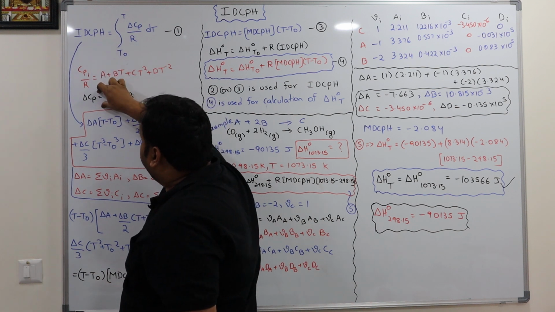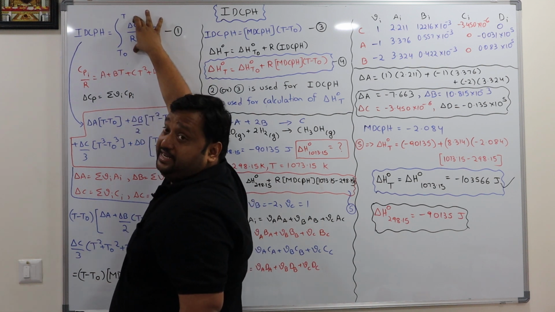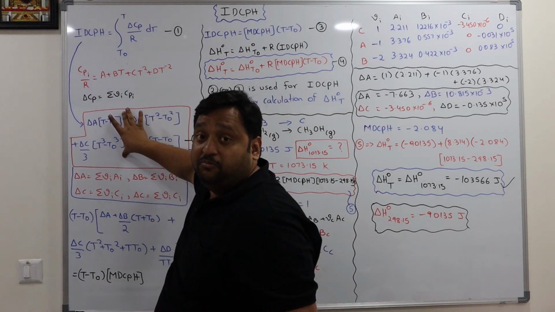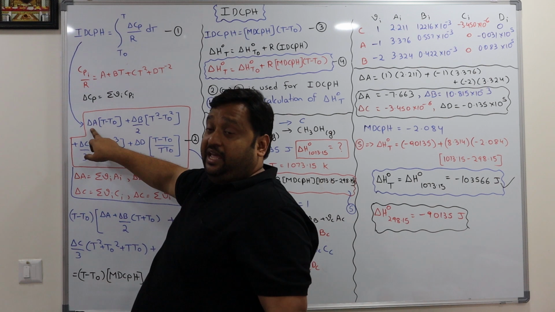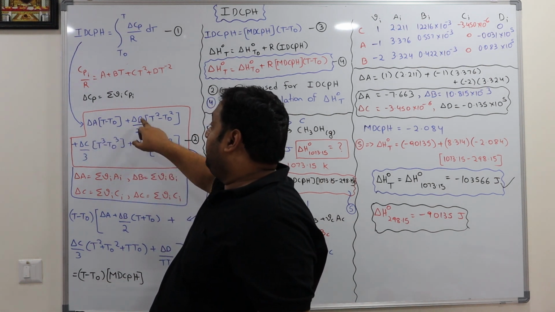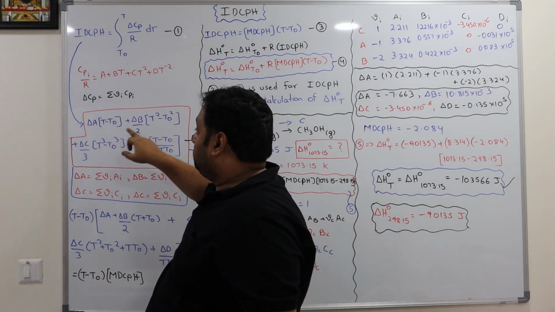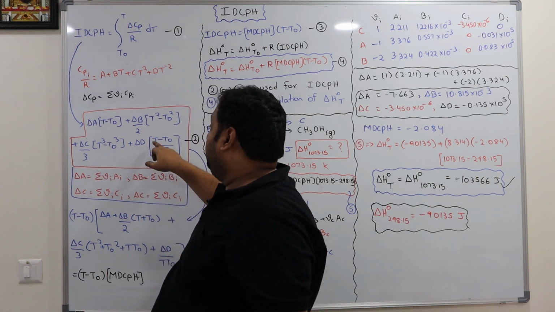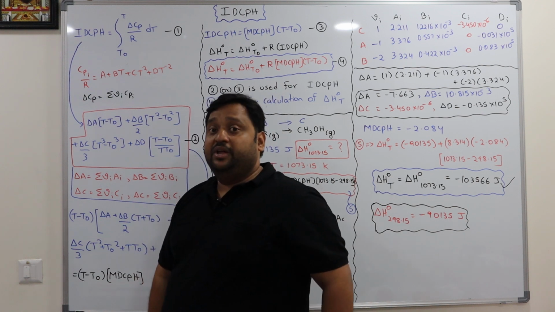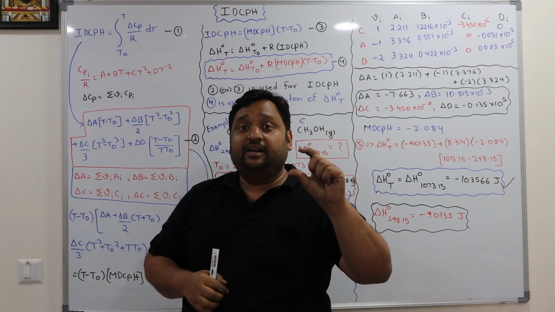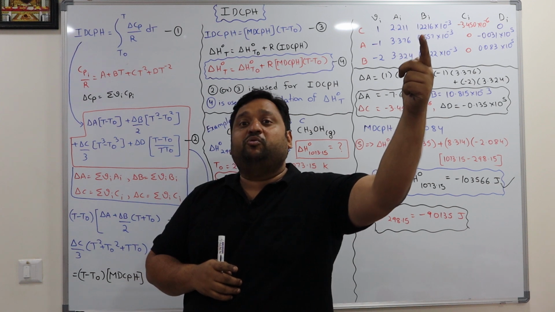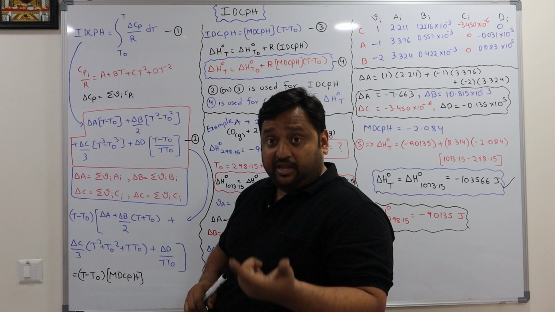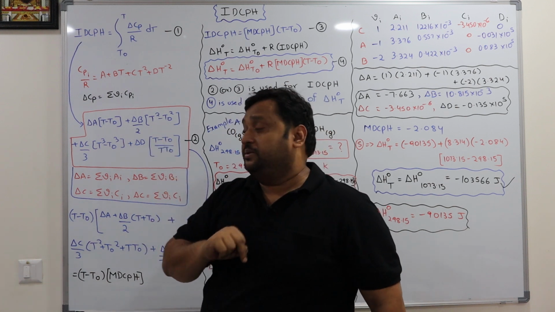IDCPH: once you substitute the value of del Cp in this integral and evaluate the integral, the final expression comes like this: delta A into T minus T0, plus delta B by 2 into T square minus T0 square, plus delta C by 3 into T cube minus T0 cube, plus delta D into T minus T0 by T into T0. T is the temperature at which you want to evaluate. T0 is some base temperature. That means T and T0 denote these two temperatures.